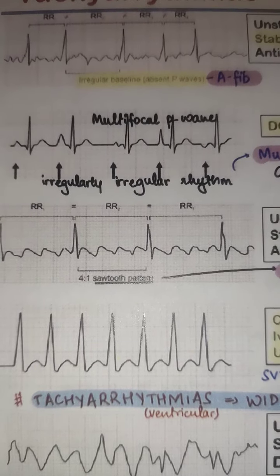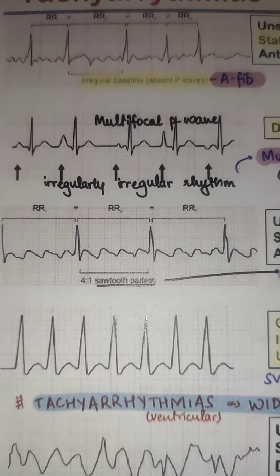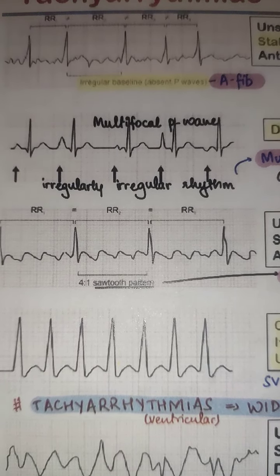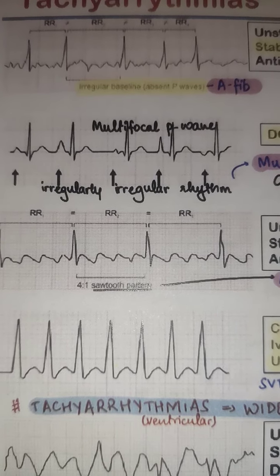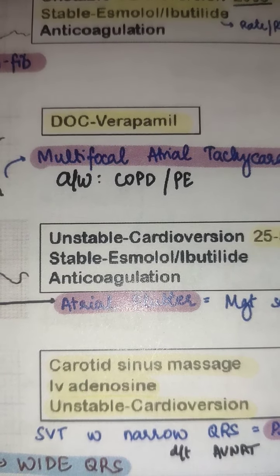Second is multifocal atrial tachycardia, where 3 or more different morphologies of P waves are seen, with an irregular rhythm. The drug of choice is verapamil. It is associated with COPD and pulmonary disease.